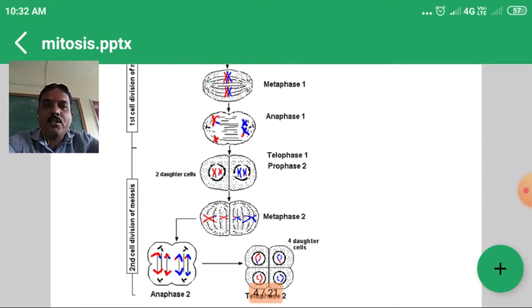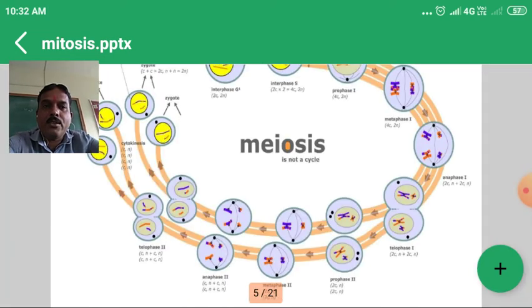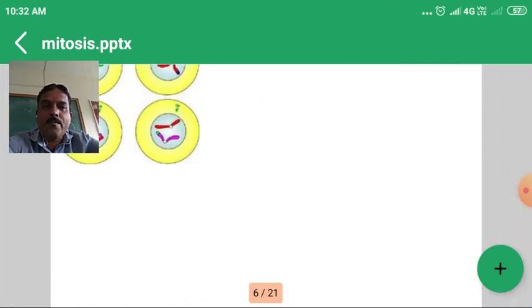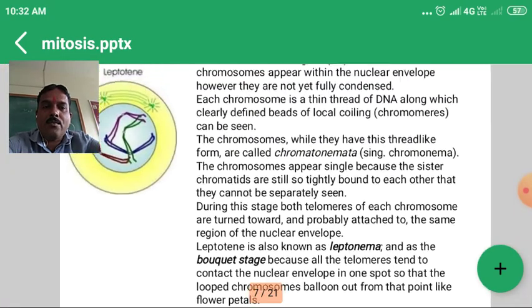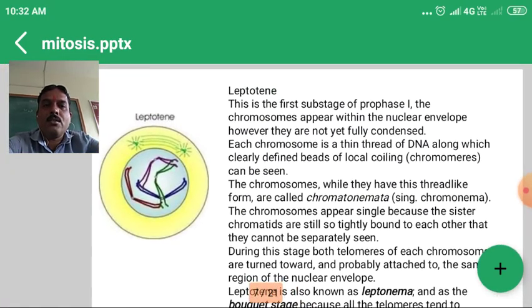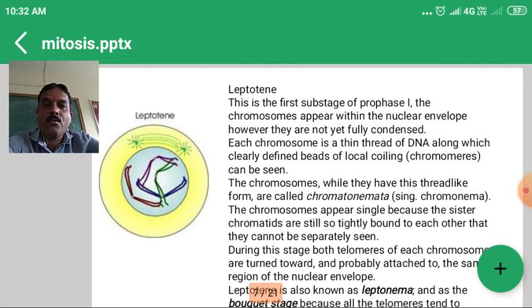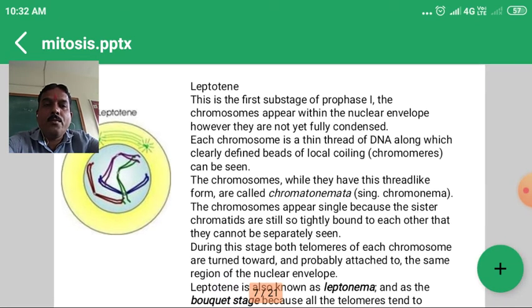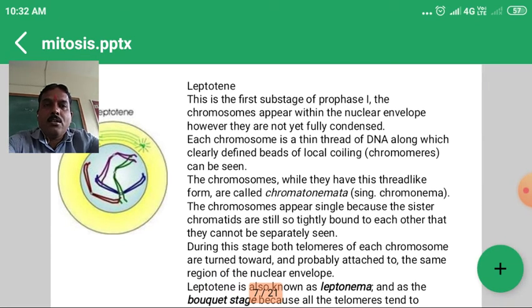So how this process of division occurs, we can study. Suppose in case of meiosis, four daughter cells are formed. Suppose the first one, prophase first, that is the important stage one. So in prophase first, 5 substages occur, in which the first is leptotene or leptonema. With the help of the figure, we can explain that substage, leptotene or leptonema.